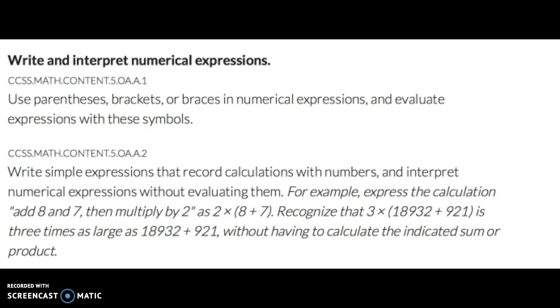So the first is the ability to use parentheses, brackets, or braces in numerical expressions and evaluate expressions with these symbols. And the second is to write simple expressions that record calculations with numbers and interpret numerical expressions without evaluating them. For example, the ability to express the calculation, add 8 and 7, then multiply by 2, and you would write 2 times parentheses 8 plus 7.